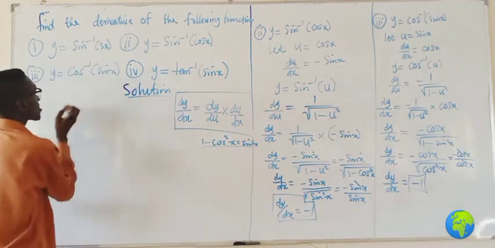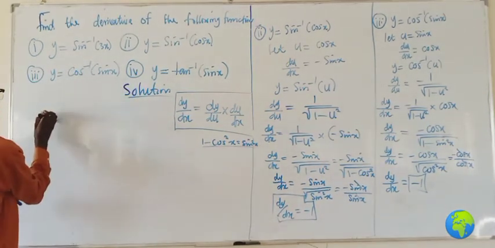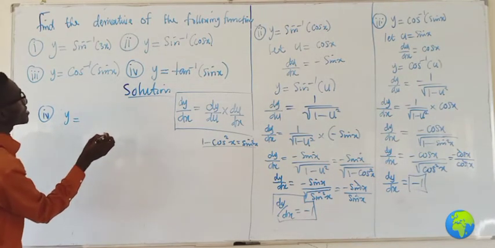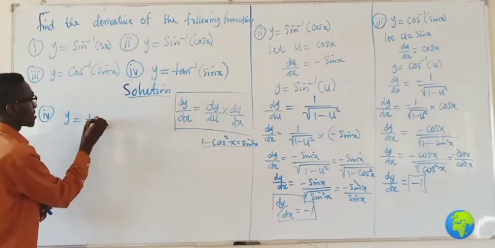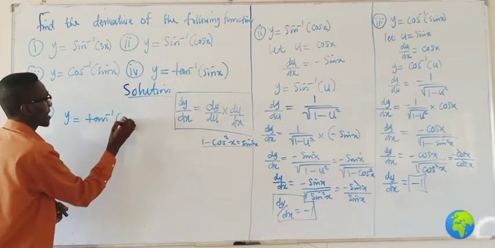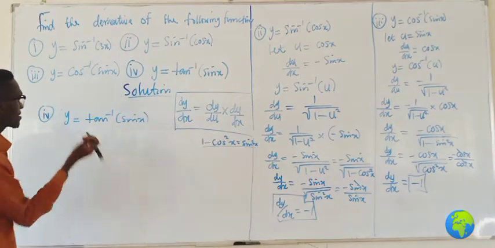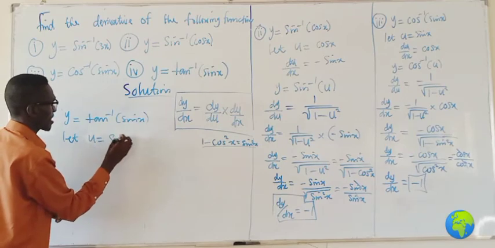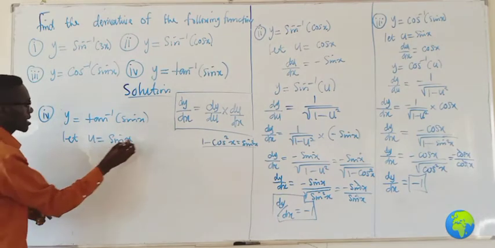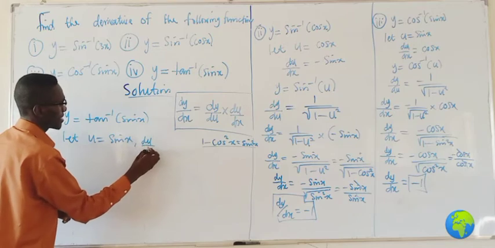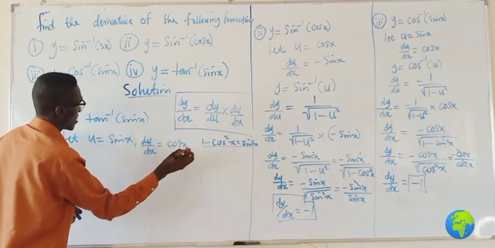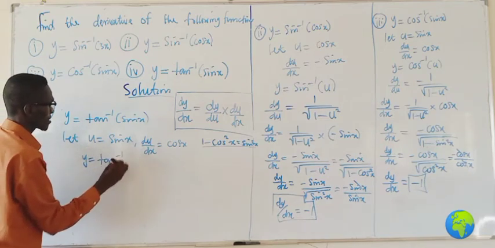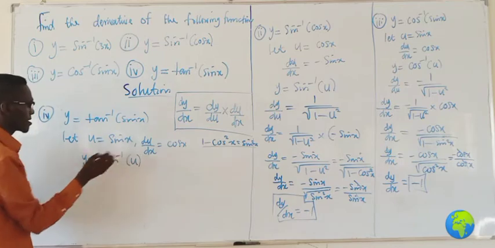So for the last one, which is the fourth question, y equals tan inverse of sine x, right? So we let u equal sine x. Then we said our du/dx is going to be cos x. Then we said y is going to be tan inverse of u. Then we have our dy/du.